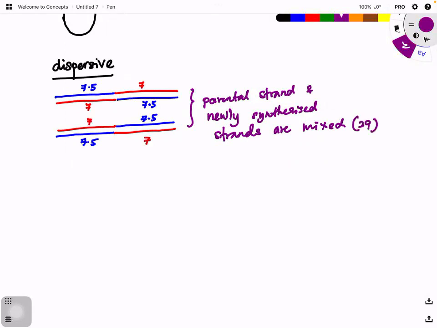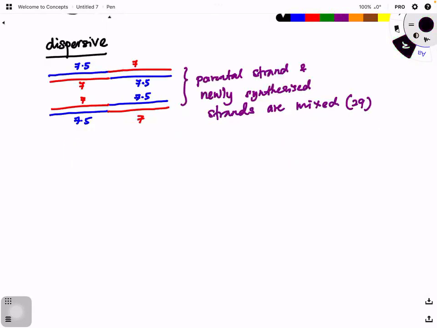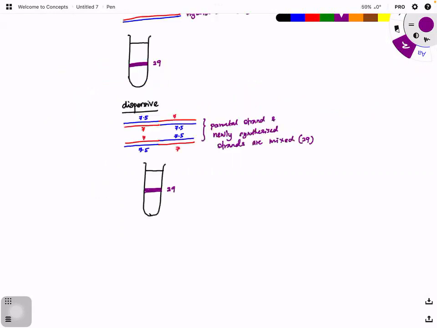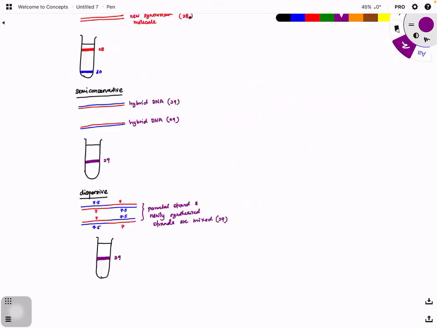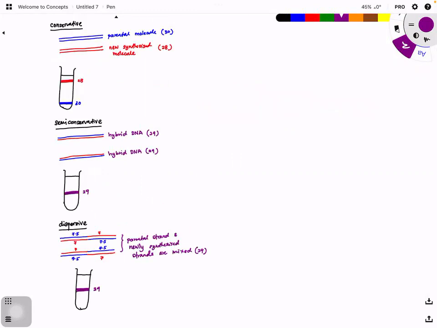So again, when you spin it in the cesium chloride, you will get a band at the center, which is 29. Okay, clear, guys? This is the tree model. If you use this tree model, it is a little bit difficult for me to put everything. Now, I can take a photo. You can see this tree model. Okay, clear or not so far?